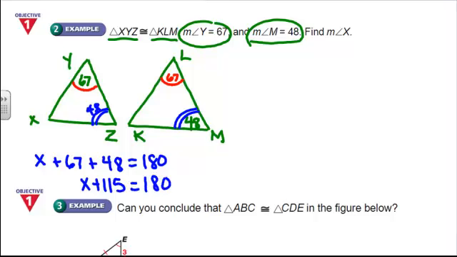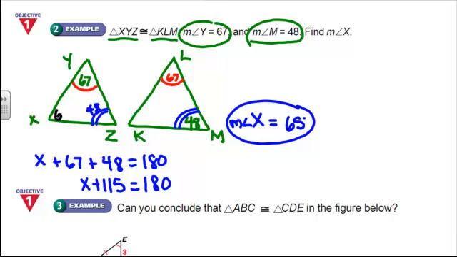And subtract that from 180. Angle x, the measure of angle x, has to equal 180 take away 115, which is 65 degrees. So this angle for sure is 65 degrees. And that means this angle by default has to be 65 degrees as well. Okay, next problem.